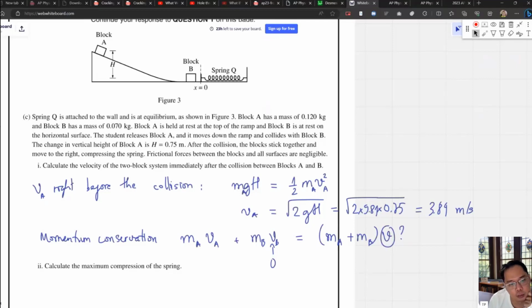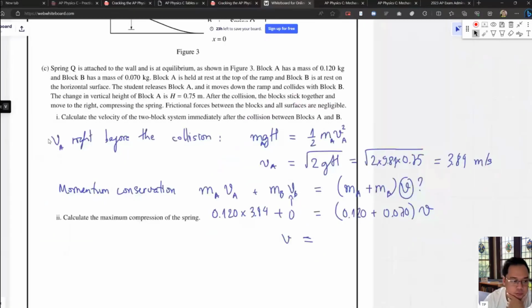MA is the mass A, 0.120 kilogram. The speed is 3.84. Added with this thing which is 0, equal to the sum of the masses, and the mass of B is 0.070, and the speed here is what we need to find, and calculate that easily. So please do the last calculation here. V, what is its value?